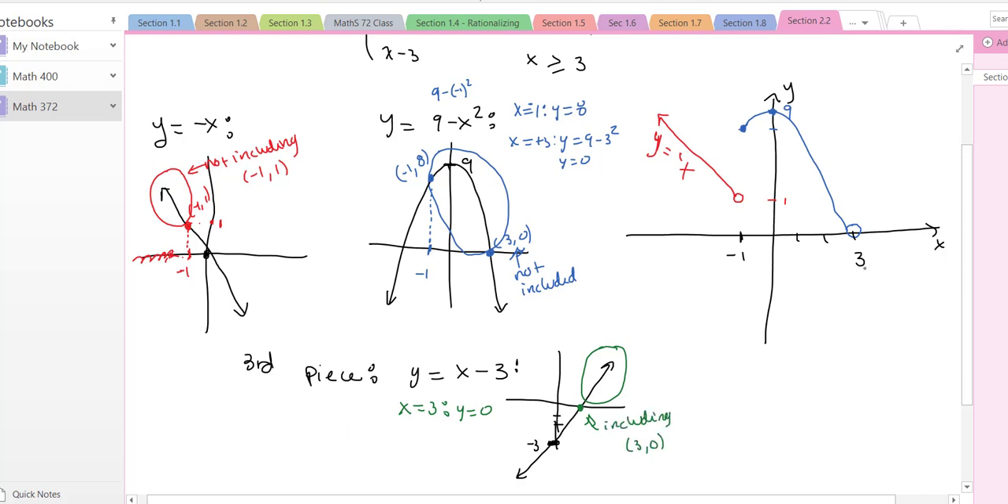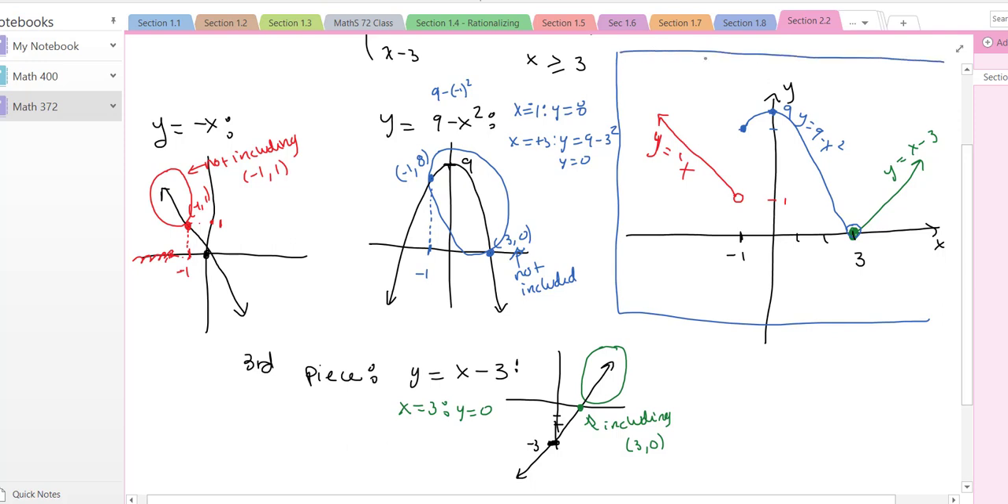including 3, 0. So just similar to what happened in the video for section 2.1, I'm going to go to 3, 0, sorry, and we're going to fill that in, and then it's going to look like the line. So this is y equals x minus 3. And this one was y equals 9 minus x squared. So those are the three pieces that make the final answer. So this would be the graph of f of x. So that's our final answer.